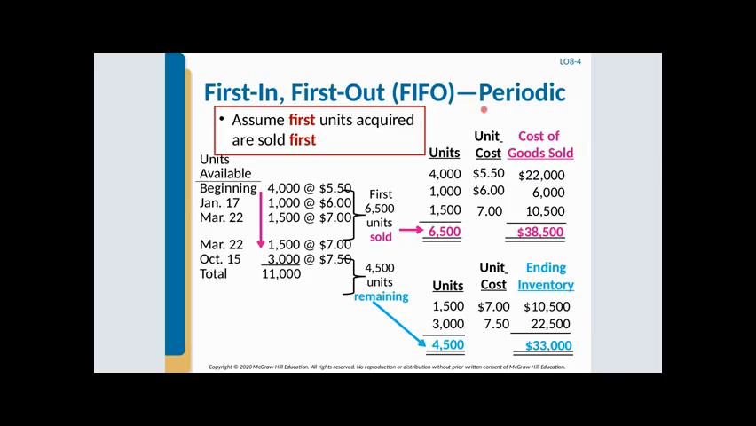It's called moving average because the average changes every time that we have a purchase. First in, first out under periodic, again, is very easy. All we take is the units that were sold, and we know that the cost allocated to the units that were sold is going to be the oldest, right? So we have 4,000 units at $5.50, then 1,000 at $6, then 1,500 at $7, so that will be our 6,500 units that were sold. And then the earliest purchases will remain in our inventory.